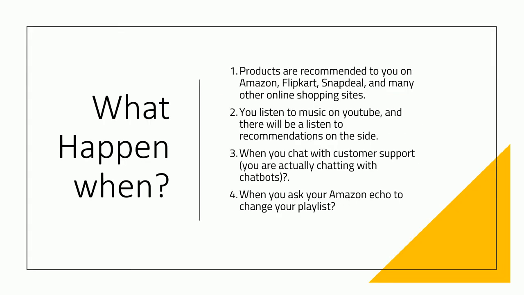So what would happen if products are recommended to you on Amazon, Flipkart, Snapdeal and many other shopping websites, and when we listen to music on YouTube, there are recommendations side by side according to that music? When we chat with customer support, we are actually chatting with chatbots. And when we ask our Amazon Echo to change our playlist, set a reminder or call anyone.